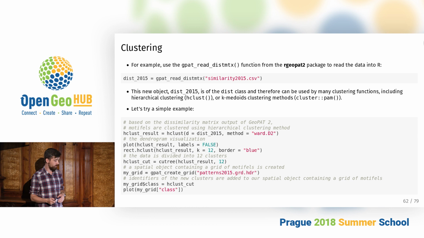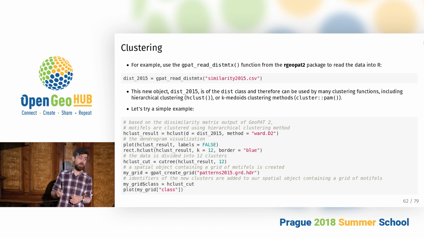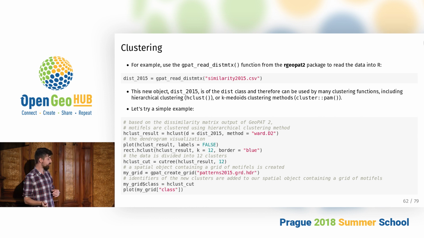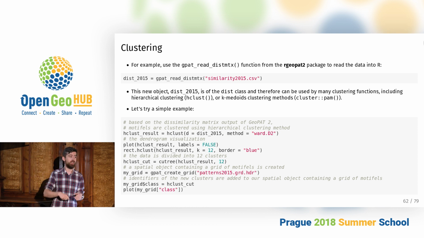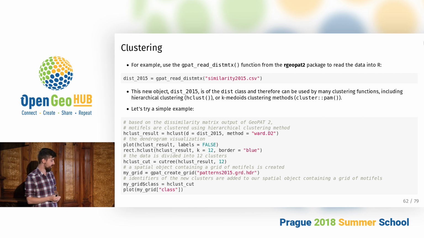And of course, I love R, so that's why I created the GeoPAT 2 package. There is one helper function called GeoPAT read dist matrix. You can just read this CSV file, you get the distance matrix, and next you can do whatever you like with it. You can use hierarchical clustering, you can use PAM, so k-medoid methods. You can use every clustering method that depends on a dissimilarity matrix.